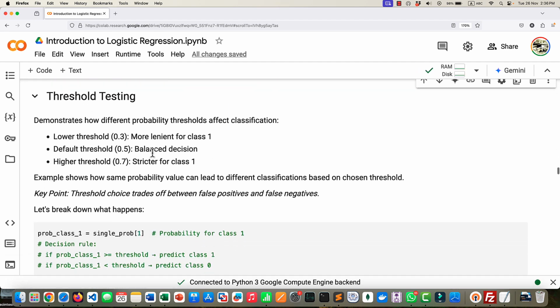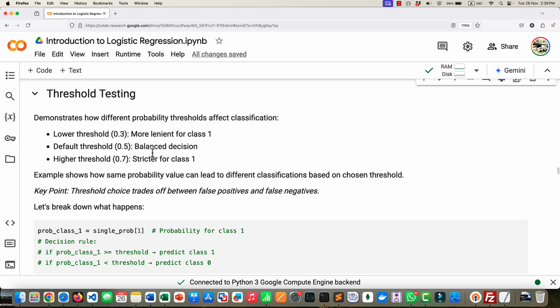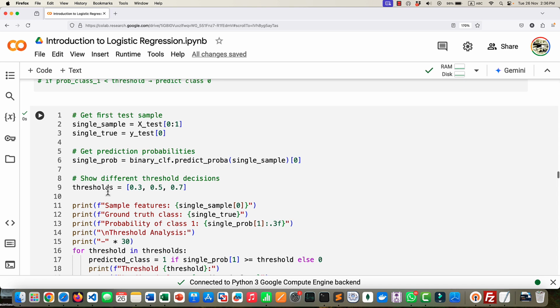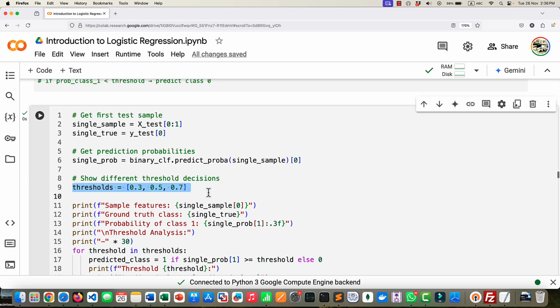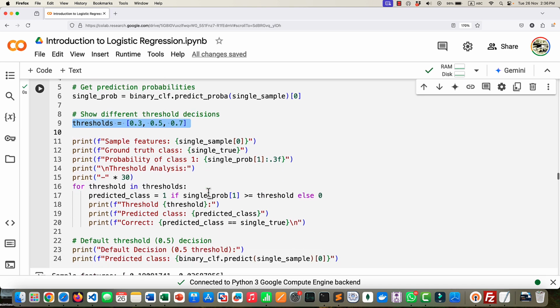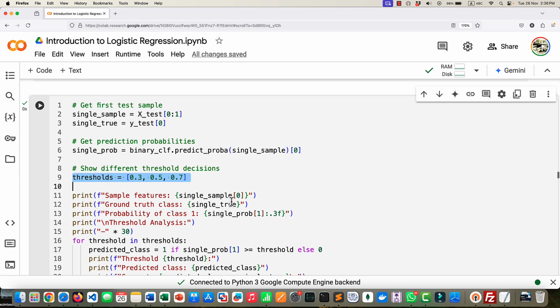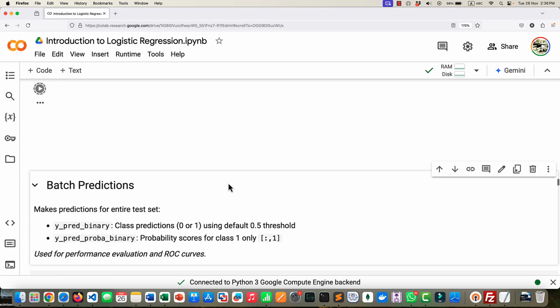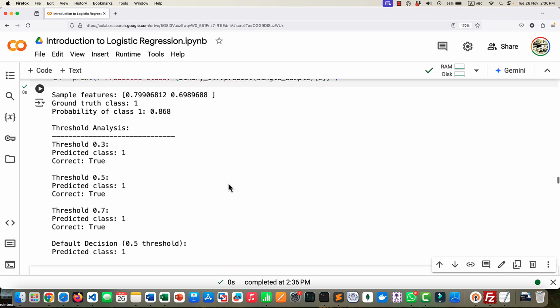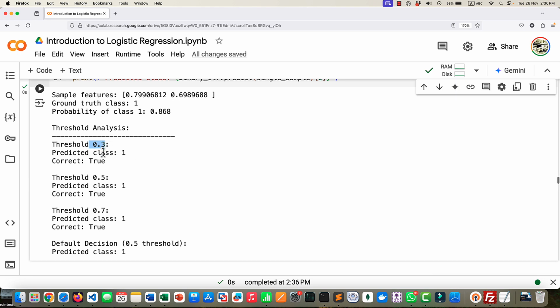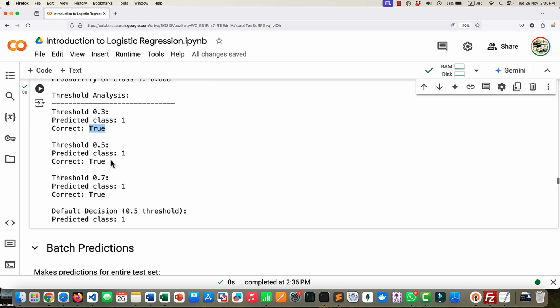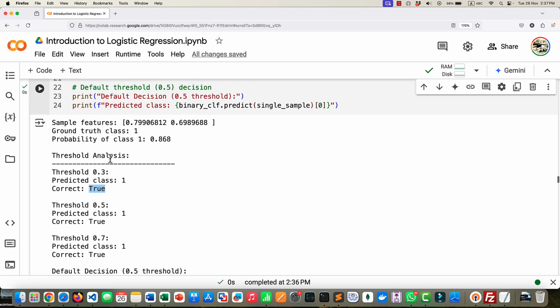Okay. Now we can also use threshold testing. What if I change the threshold from 0.5? We can do that. We can run the test with different thresholds for different values and see what happens. If I run the threshold at 0.3, I will have a correct classification. Now in this case, I have all of them correctly classified.